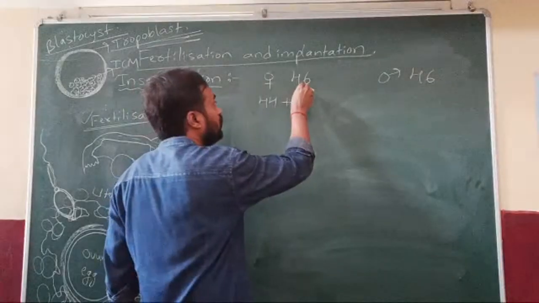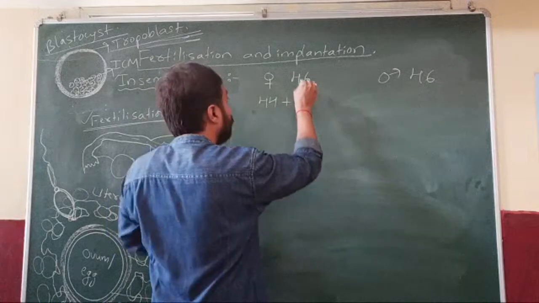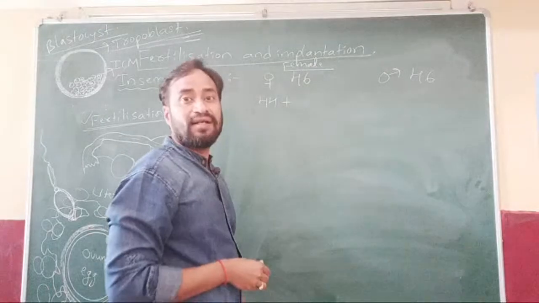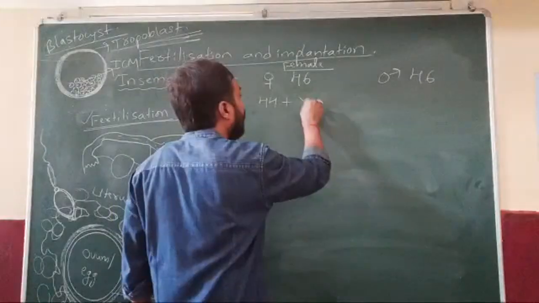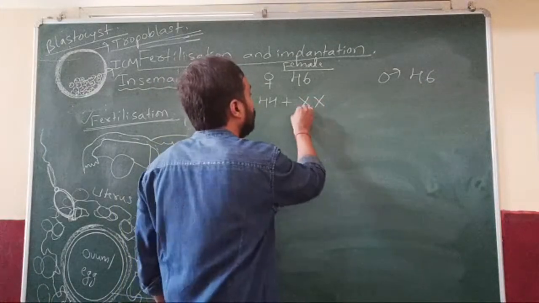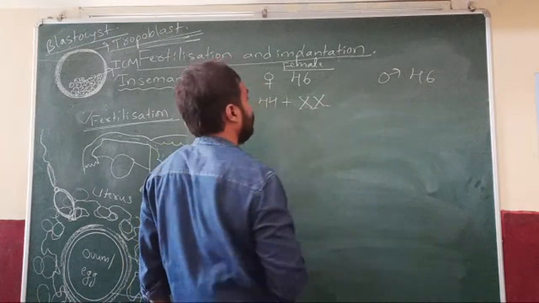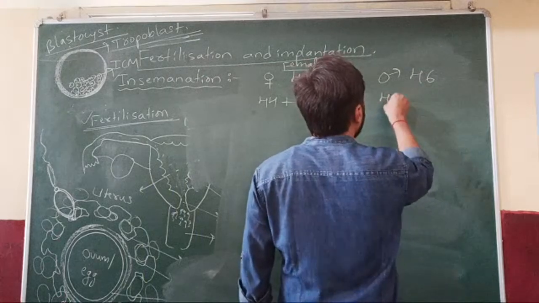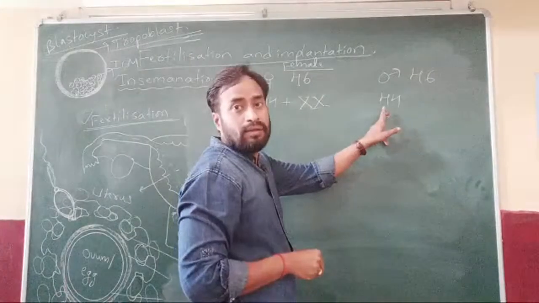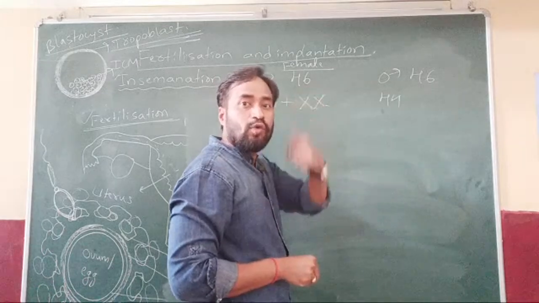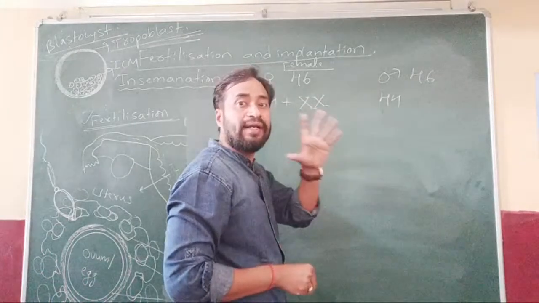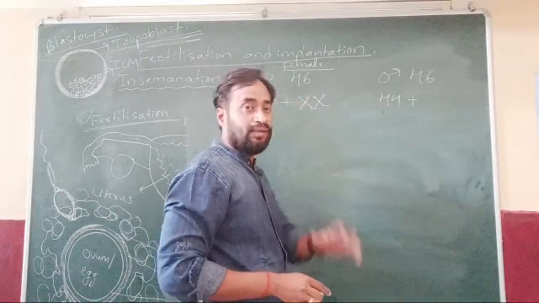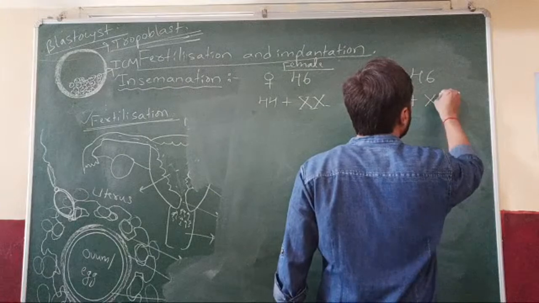What are those 2 sex related chromosomes in case of female? Those sex related chromosomes are XX. Whereas in case of males, 44 chromosomes are responsible for the somatic characteristics, body related characteristics, and 2 chromosomes are related to sex. Those chromosomes are XY.